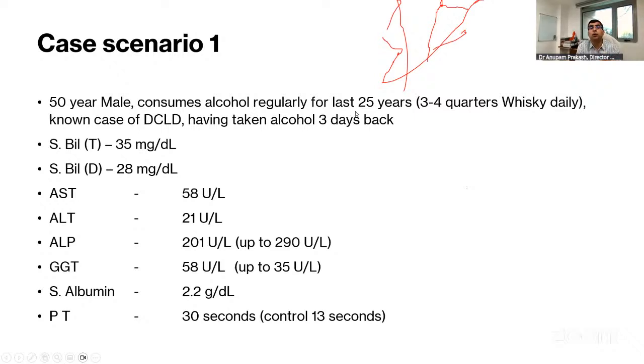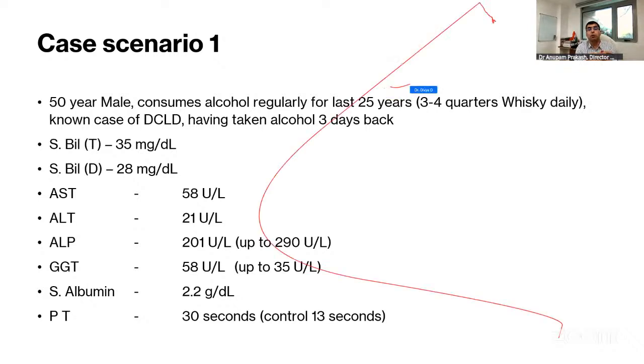this is basically conjugated hyperbilirubinemia, because you have the direct, which is 28, which is more than 50% of 35. The AST, ALT are mildly elevated. ALP is within normal. As I said, you can take up to 250, 290, 300 as normal. GGT again is mildly elevated. And serum albumin is low, 2.2 gram per deciliter. Prothrombin time is 30 seconds. Control is 13 seconds.